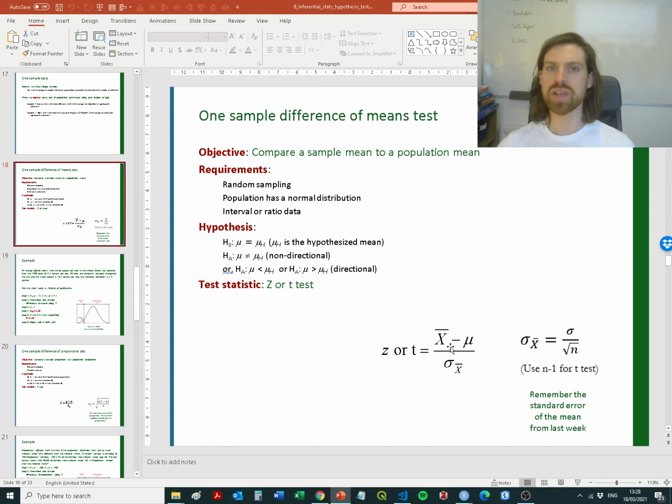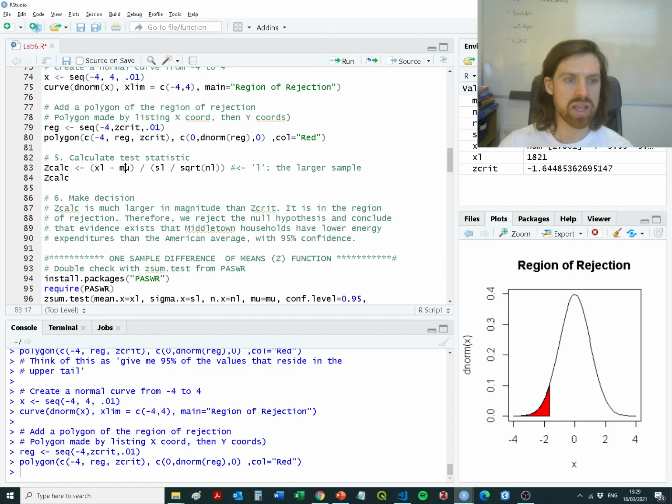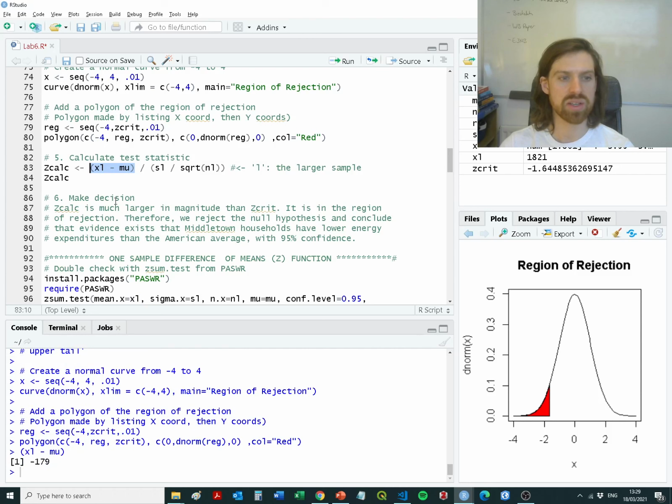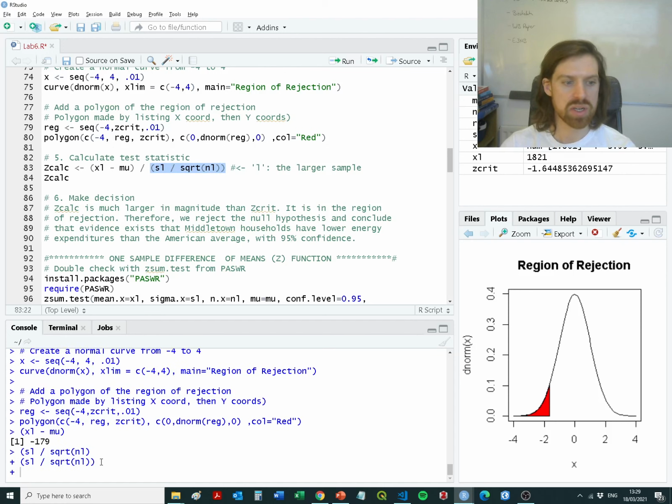And you'll remember it's actually quite an easy formula in comparison to some of the things that we did last week. So we just need to take the population mean and subtract it from the sample mean, and then divide it by the standard error of the mean. And that standard error of the mean is the standard deviation divided by the square root of the number of samples. So what I've got here is the population mean and the sample mean, so we'll subtract them to get the numerator, which is 179, and then we're going to divide that number by the denominator, which is the standard error of the mean.